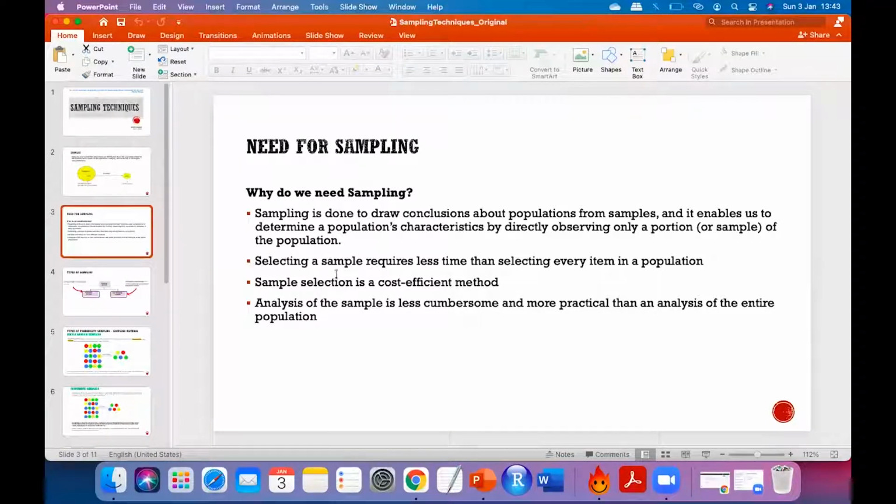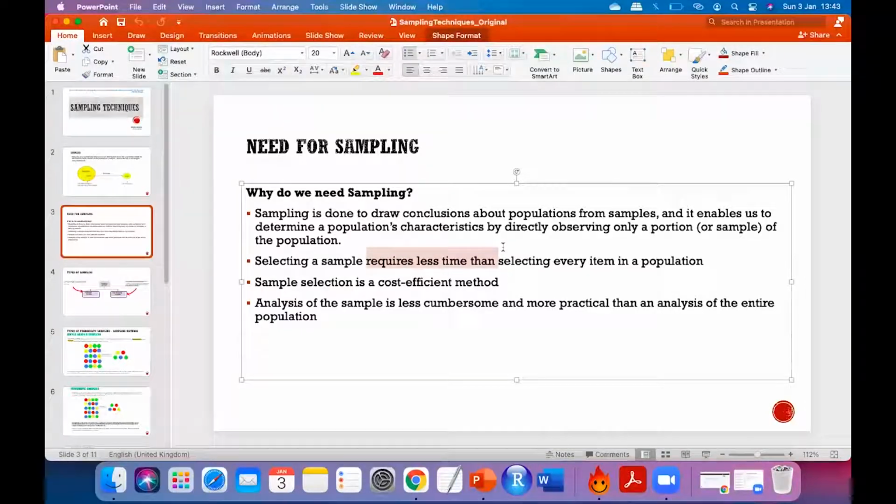Second point is convenience. Convenience in time, it requires less time. Obviously, to interview 10 people versus to interview 1 lakh people, which will consume less time? Interviewing the sample, right? Instead of the population. Similarly, it will consume less time, less complexity, and less money. Correct? That means it is also a cost-effective method, and less complex means less cumbersome and more practical.